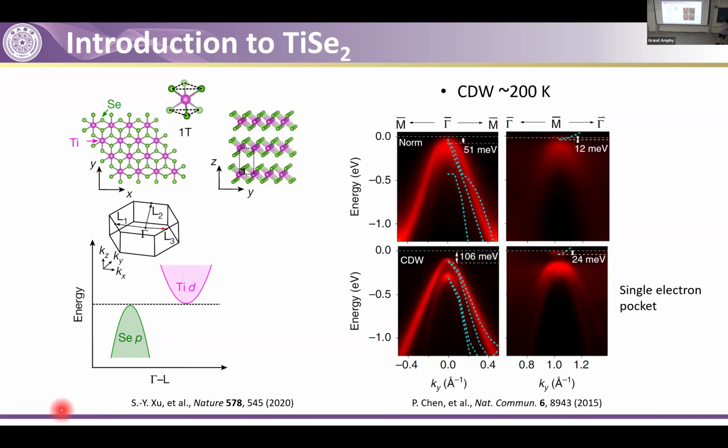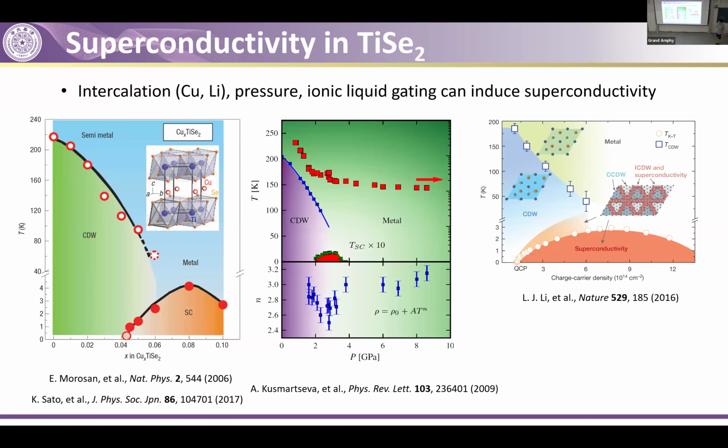So much of the research is actually focusing on this exciton condensate, but what I'm interested in is the superconductivity of this material. By intercalating, or putting some dopants in it, for example putting copper inside, you can have this nice phase diagram where the charge density wave gets gradually suppressed and the superconductivity occurs. Or you can apply pressure, same thing: the charge density wave goes down and then the superconductivity occurs.